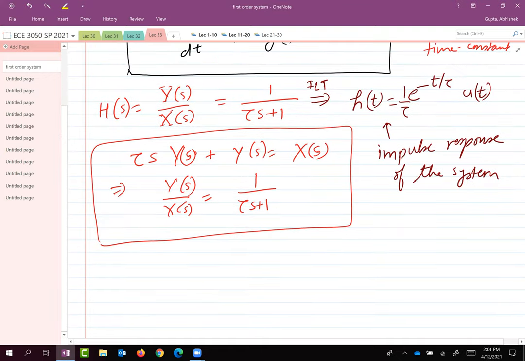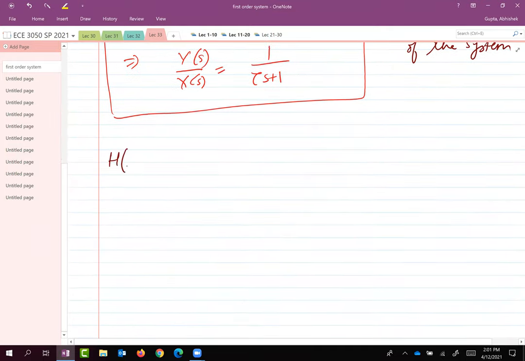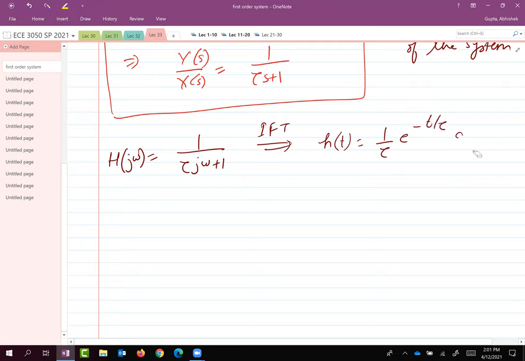So this is not very surprising. I could do it even using the Fourier series or Fourier transform approach, in which case my H of j omega would be 1 over tau j omega plus 1. And I can do the inverse Fourier transform to compute the impulse response using the Fourier transform approach. And this is something that we have talked about maybe 4 or 5 weeks back.